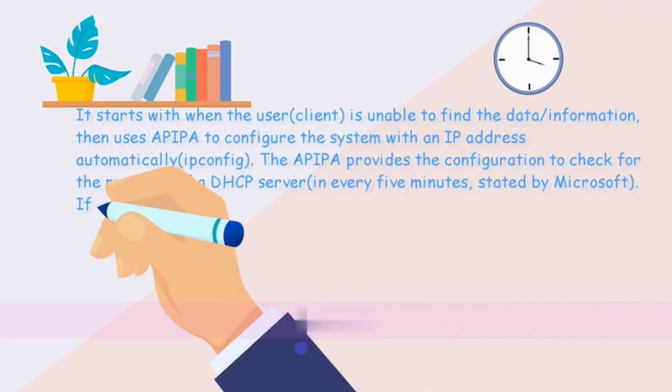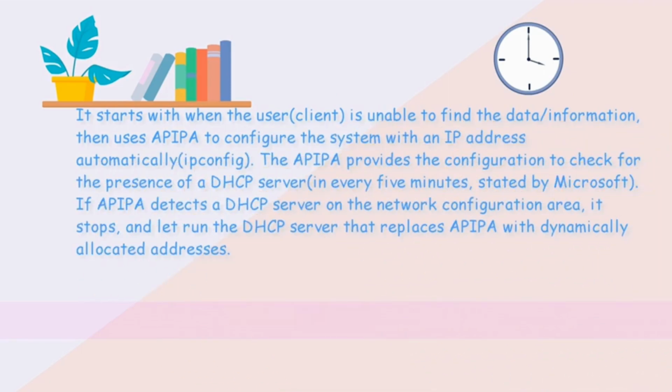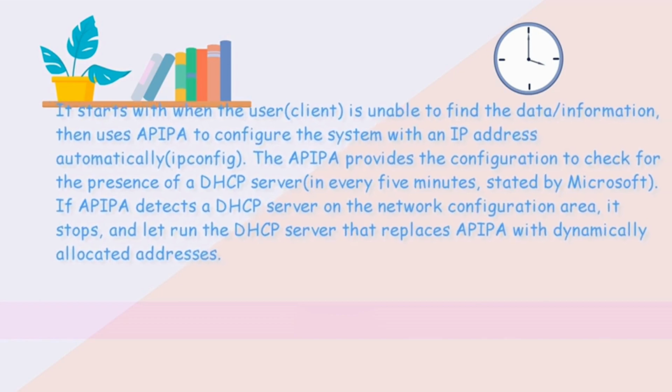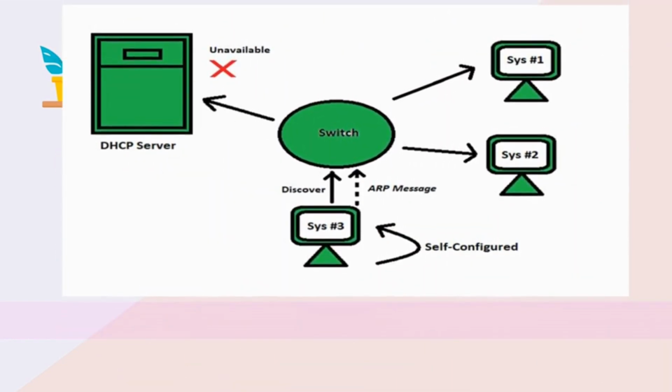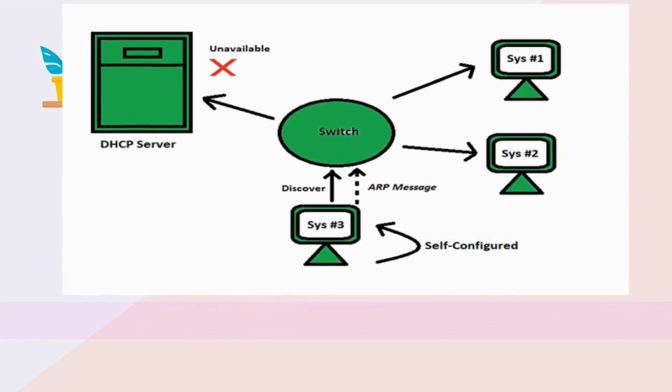It starts when the user client is unable to find the data or information, then uses APIPA to configure the system with an IP address automatically. The APIPA provides the configuration to check for the presence of a DHCP server every 5 minutes, as stated by Microsoft. If APIPA detects a DHCP server on the network configuration area, it stops and lets the DHCP server run. That replaces APIPA with dynamically allocated addresses.